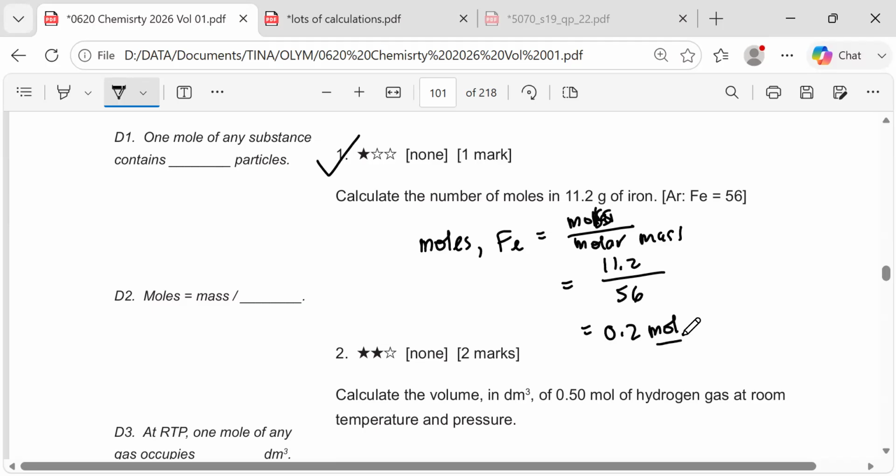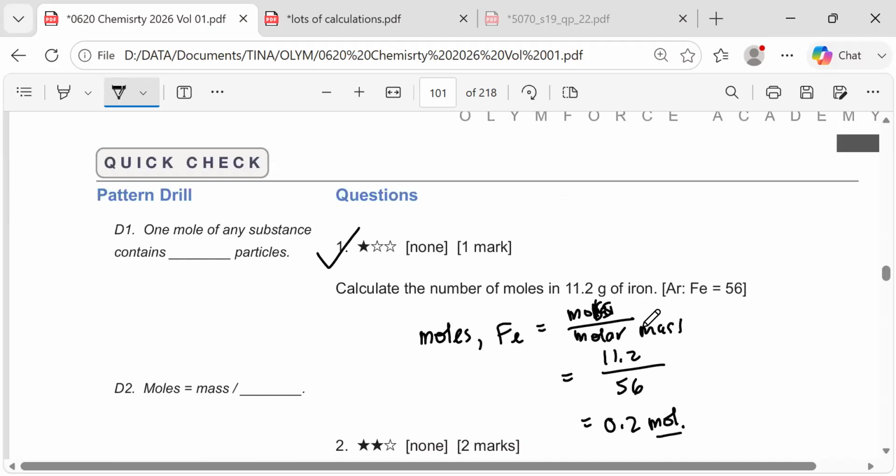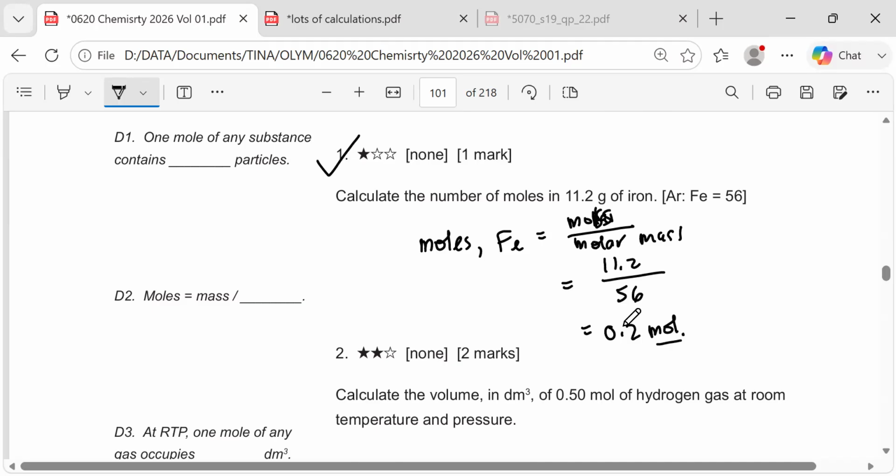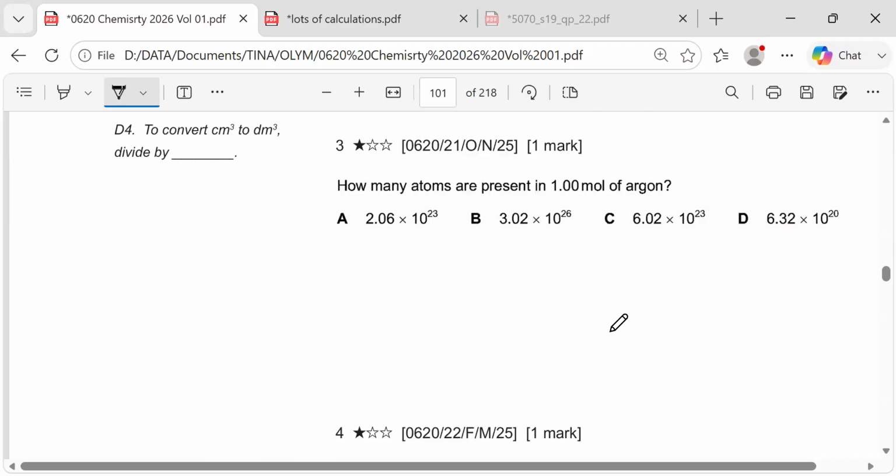Teacher, why didn't they just put mole? I don't know. That's how they write it. Like kilogram, kilogram is the word, the symbol is kg. Mole is the word, the symbol is mol. I'm not the one who discovered it, okay? Alright, can you try number three? What do you think it is?